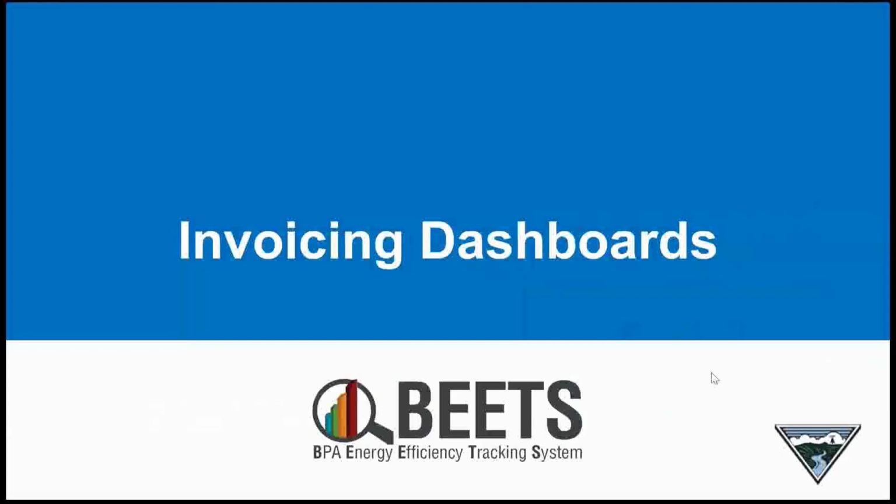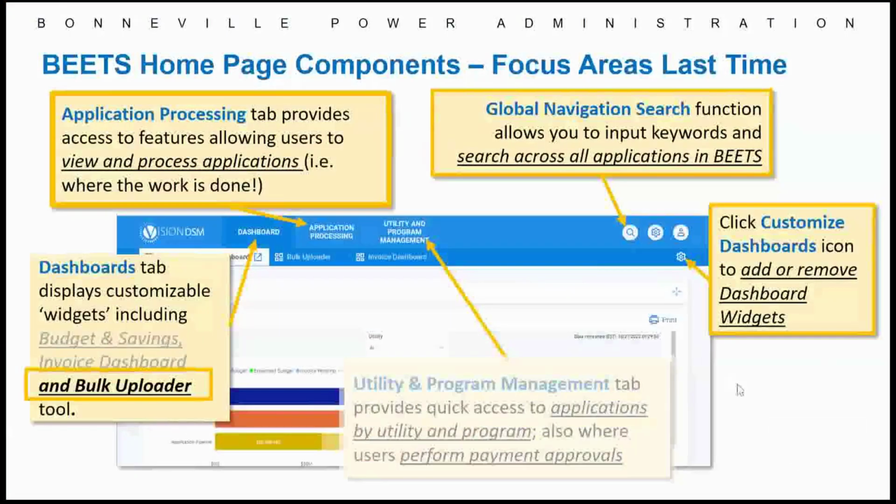All right. So now we're going to get into the key dashboards for invoicing. Just want to reset a little bit where we focused last time in BEETS. So this is what the BEETS login page looks like. We focused in the application processing tab. So this is where we do the work of viewing and processing applications, fixing any errors, viewing application data.